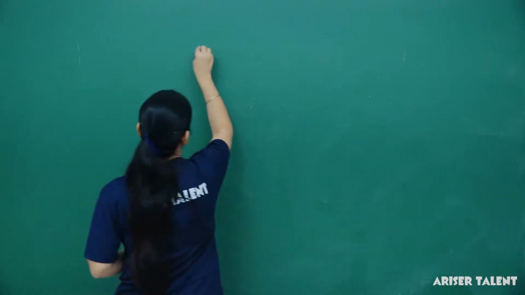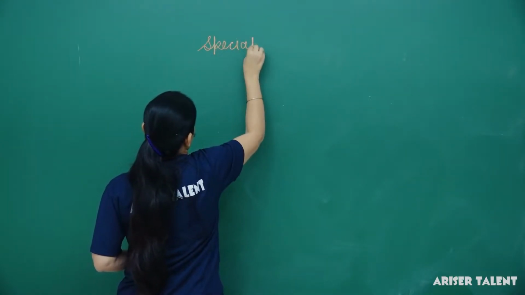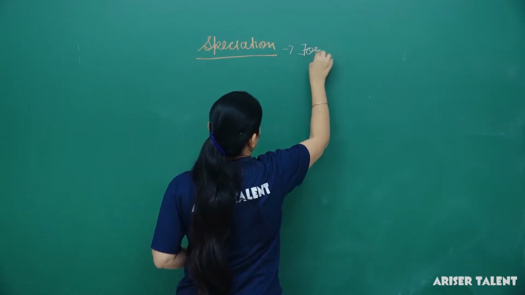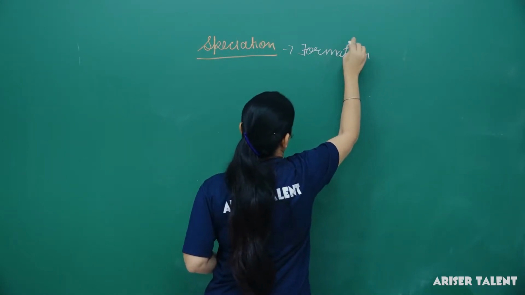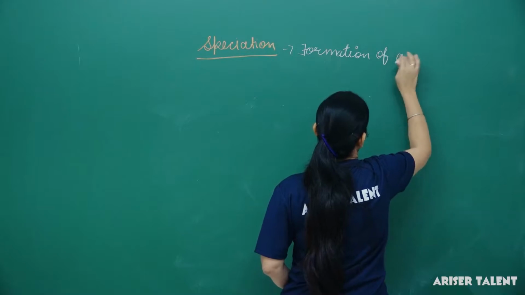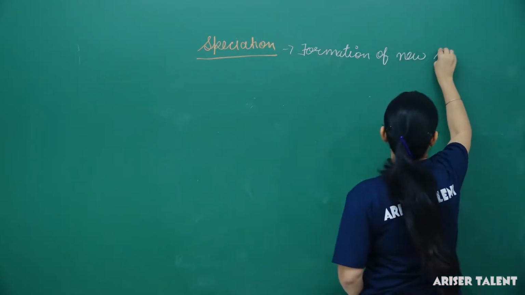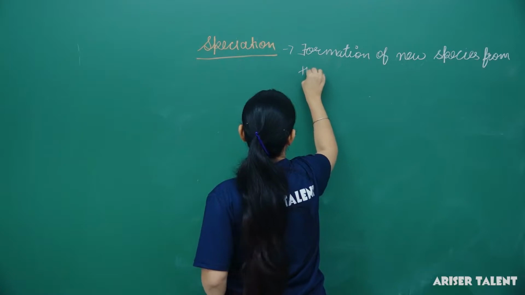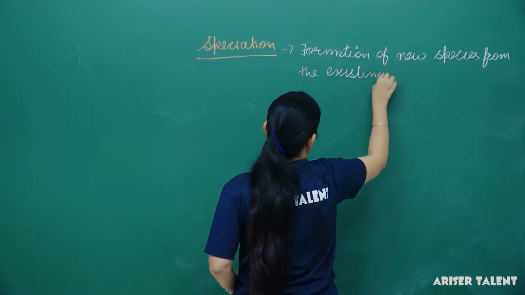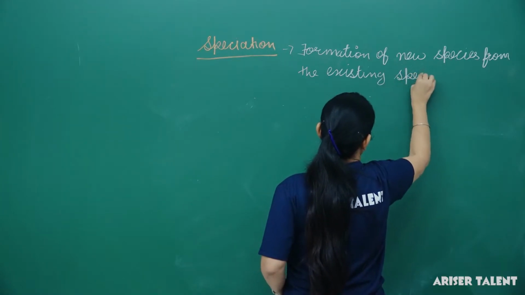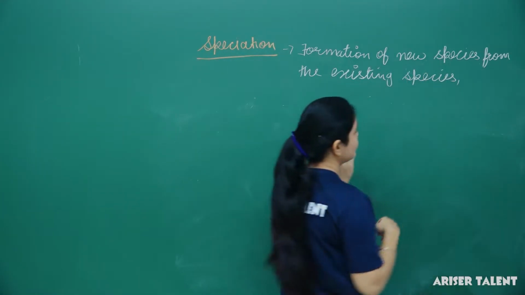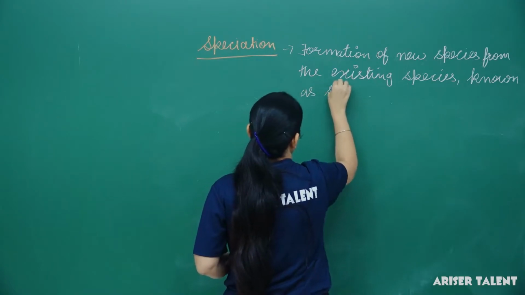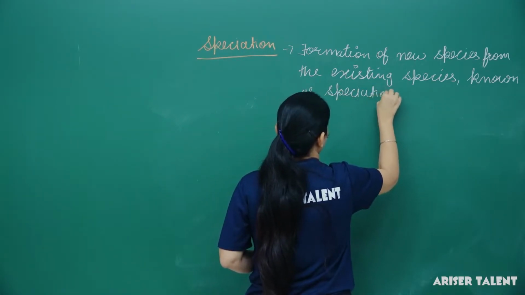Next is speciation. What is speciation? Formation of new species from the existing species is known as speciation.